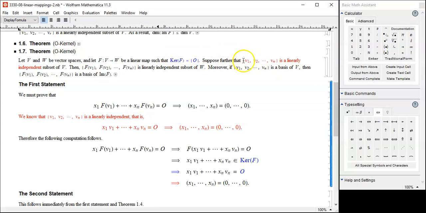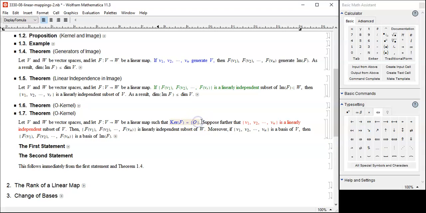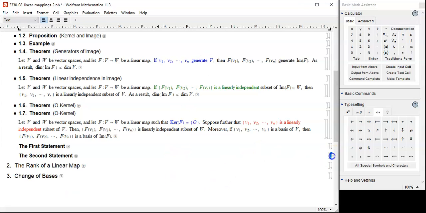So if v1 through vn form a linearly independent subset, then the image vectors f of v1 through f of vn are also linearly independent, and that works only for the special case where the kernel is just 0. And how about the second statement? If those are bases, then those are bases as well. Well, linear independence we just did. Generators, we did before in 1.4. Put those together, then we get what we want.